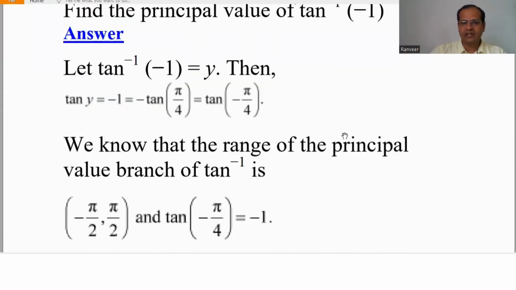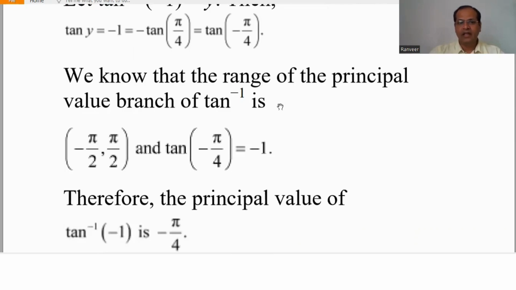So tan inverse minus 1, in the same way, we can write minus pi by 4. We can convert tan minus theta into minus tan theta. And after that, this value is lying between minus pi by 2 to pi by 2. So the principal value is minus pi by 4.